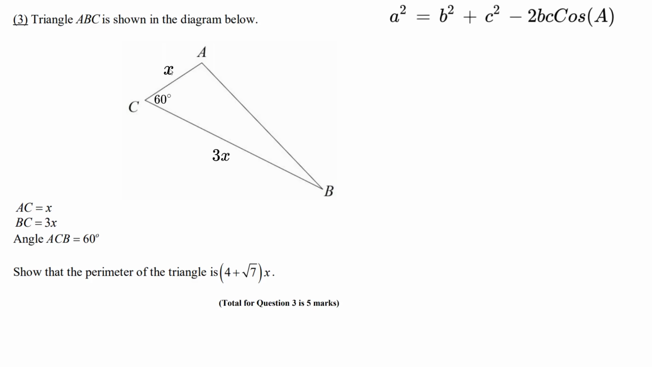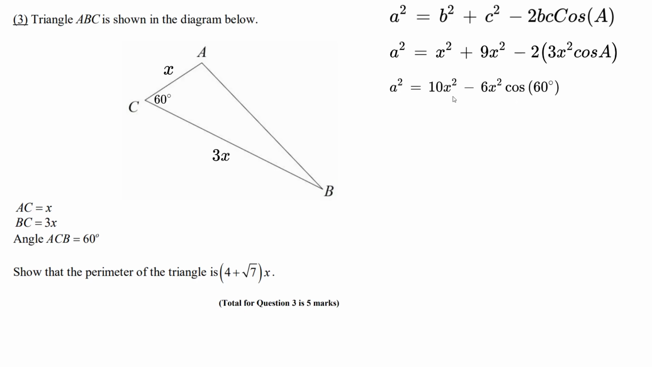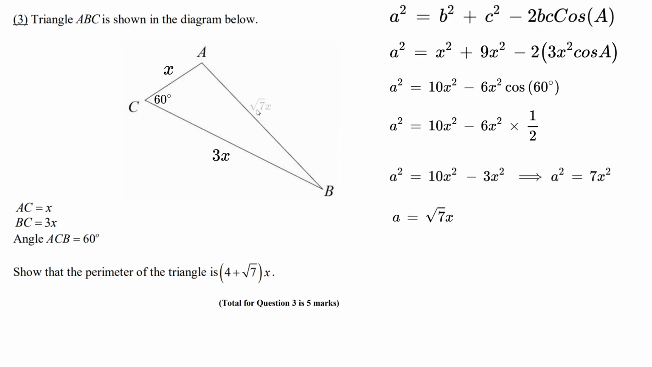So we've got x squared plus 3x squared minus 2x times 3x cosine 60. So just plug that in. x squared plus 9x squared is 10x squared, minus 6x squared cosine 60. And then cosine 60, you should know that as an exact value, that'll be a half. So you have 10x squared minus 3x squared, which is 7x squared. And then square root both sides to get just a, which is root 7 x. So that means this side is root 7 x.